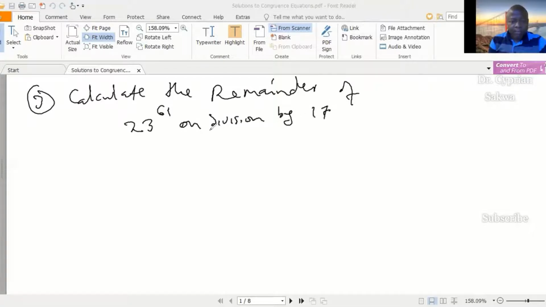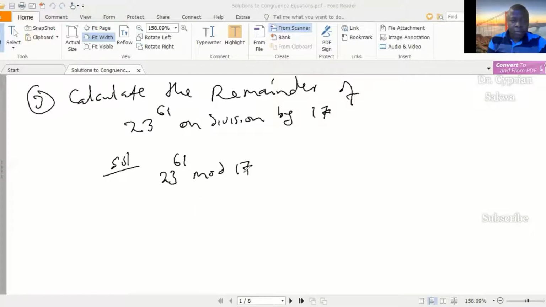Now here, when there is a power like this, I find it easier to either use Fermat's little theorem or use Euler's theorem, depending on which one satisfies the conditions that we were given in the beginning. So in fact, what this question is saying is: find 23 raised to 61 mod 17.